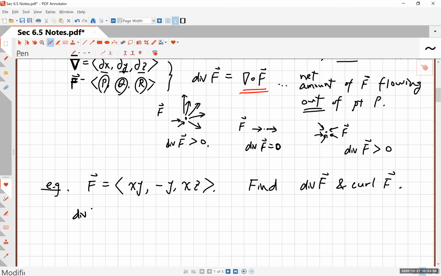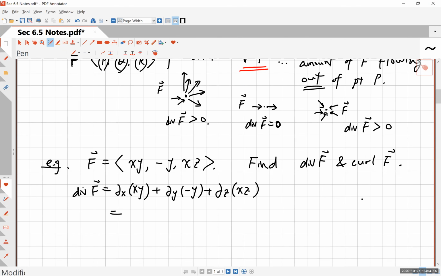First, the easy one, divergence. All you have to do is take the partial of the first one with respect to x, the partial of the second with respect to y, and the partial of the third with respect to z. You don't even have to write this line here because it's pretty obvious if you know what the divergence is. So what is the partial of xy with respect to x? That's simply y. And for this one, you'll get negative 1. And for this, you get just plus x. Very simple, right?